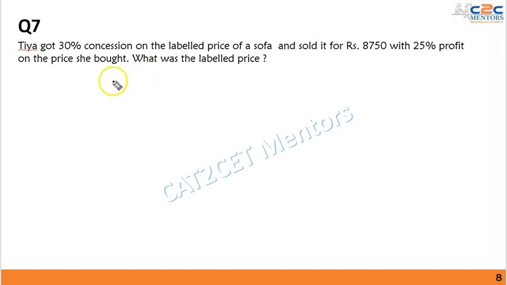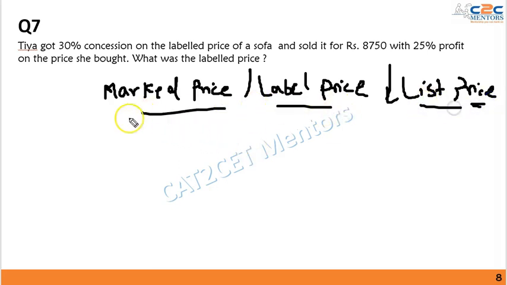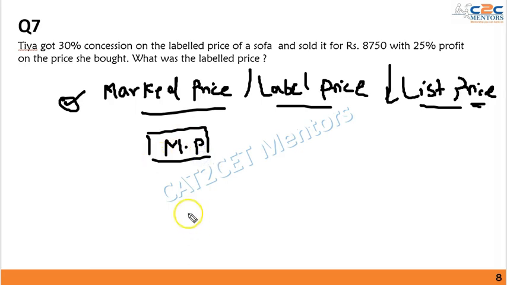Now in this question, the concept that is involved is of mark price, or labeled price for that matter, or list price. These are the terms involved, but all of them mean the same. Alright, so I want you to remember one small figure, which is this: this is our mark price over here.